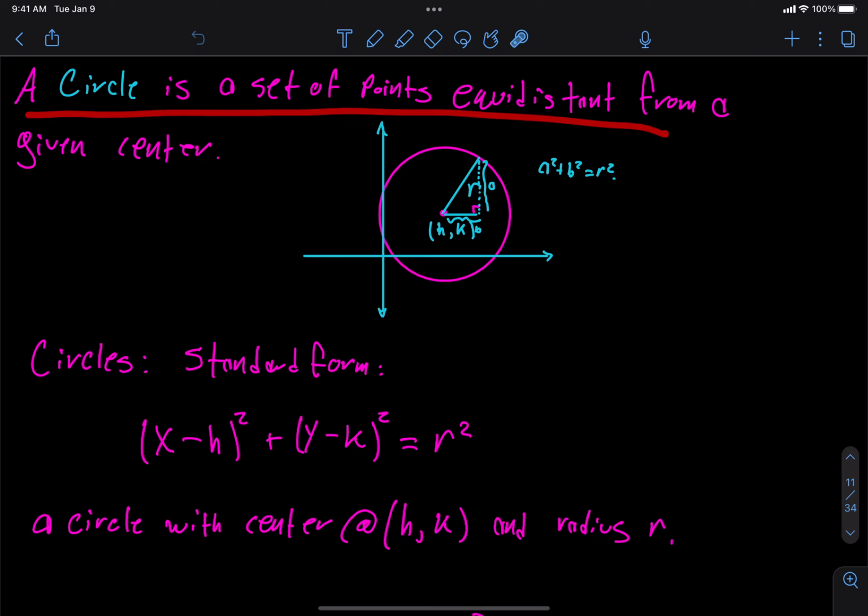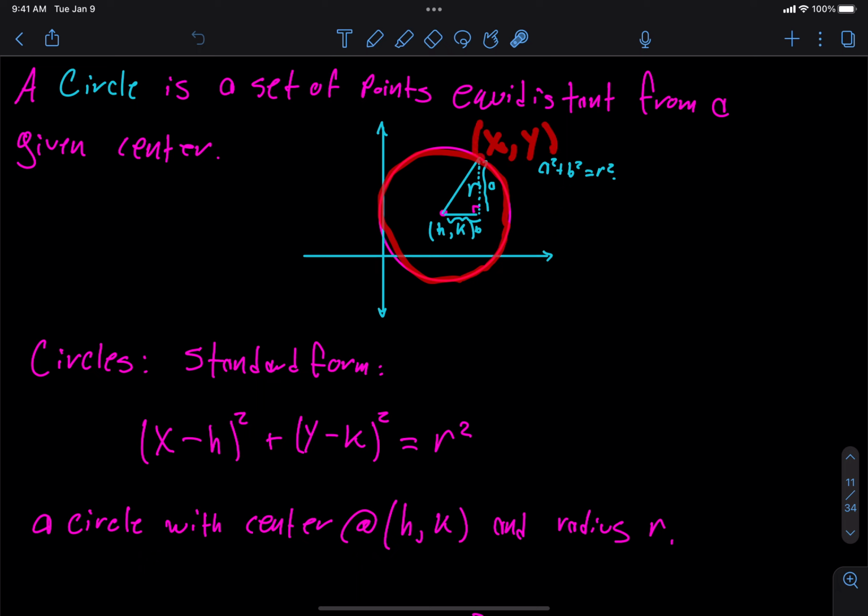So a circle is, of course, a set of points, okay? It's the set of points highlighted in red. All of these points on this circle have an ordered pair associated with them. And what's true about all of those ordered pairs x comma y is that they satisfy this equation for some numbers h, k, and r. Okay, that is what a circle is.